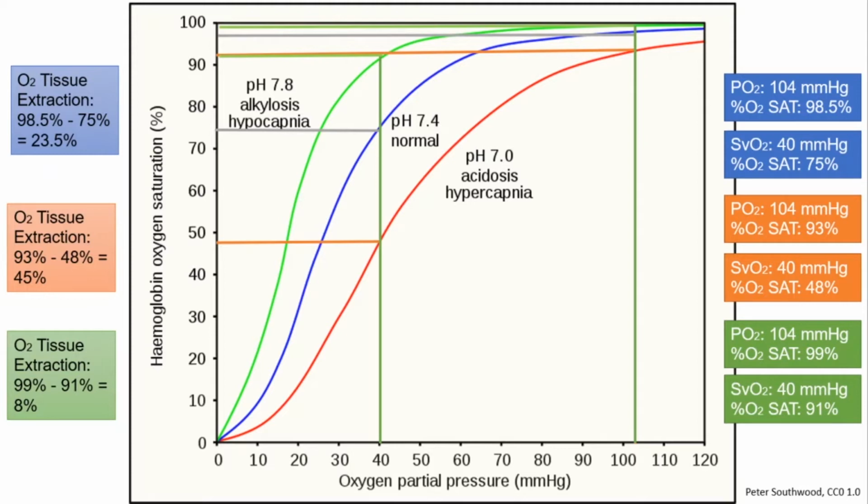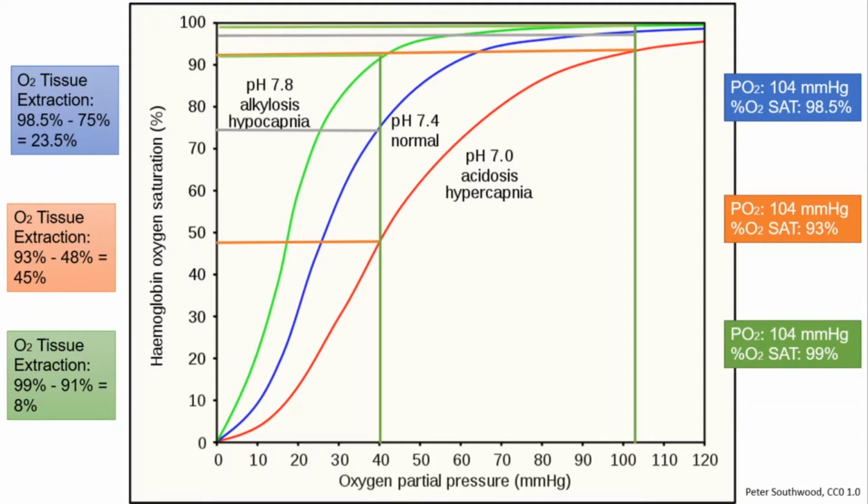Let's remove the venous values so we can compare between the arterial ones. So first, in the normal state, in the blue box, we have the oxygen saturation of 98.5%. If we want to compare that to the orange box, which resembles the right shift, we will have an oxygen saturation of 93%. The oxygen saturation is less. So we can say that in the right shift, the hemoglobin has lower affinity for oxygen because it's binding less to it, although we are having the same concentration of oxygen in the blood.